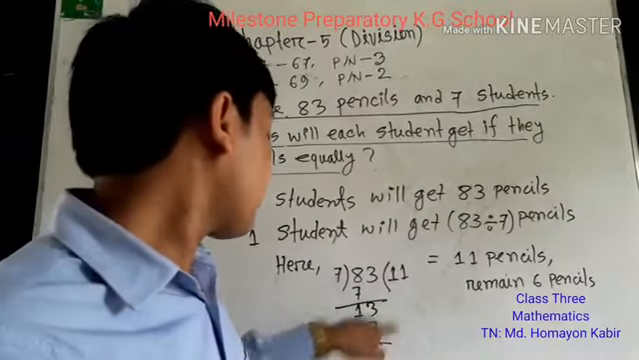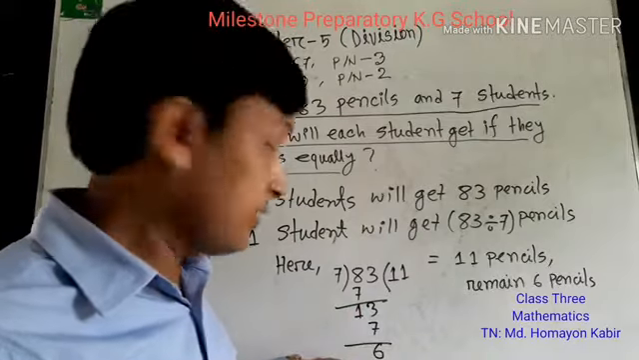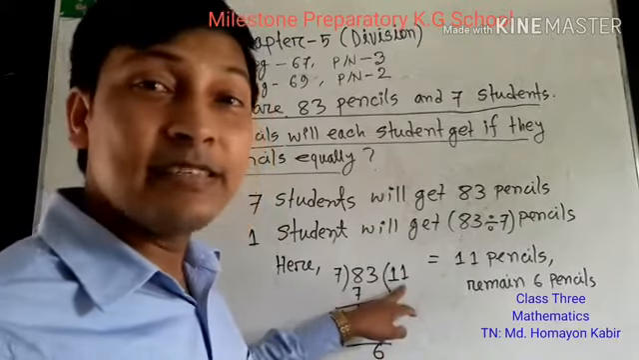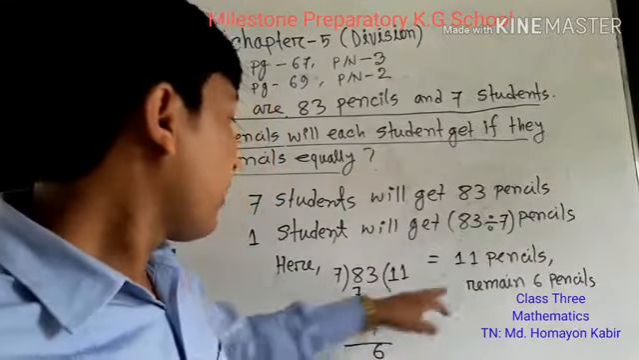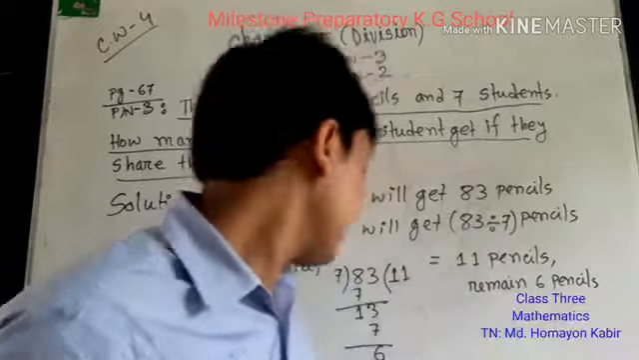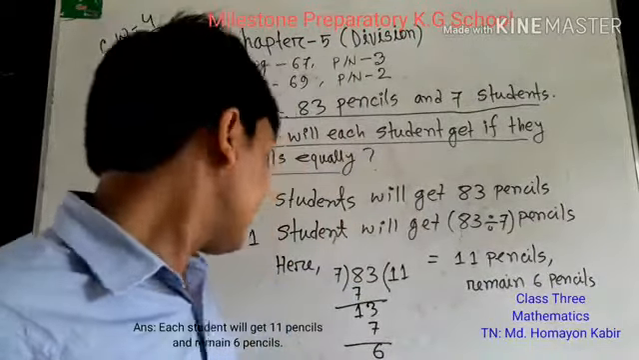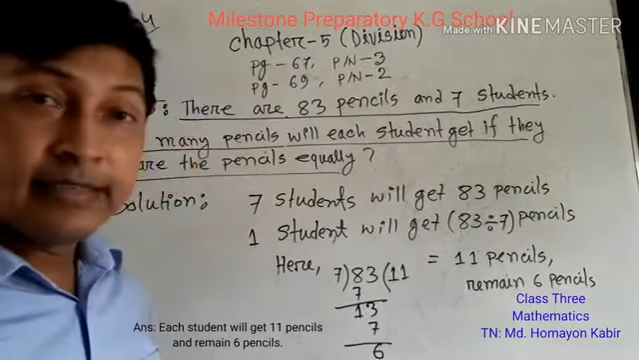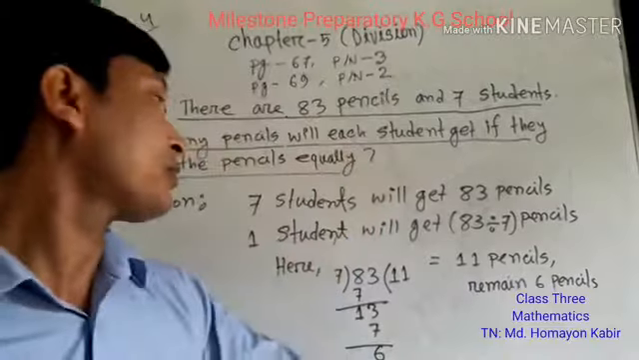7 1 is 7. Then we have to do subtraction. 13 minus 7, it will be 6. So our quotient is 11 and remainder is 6. So I have written here 11 pencils and remain 6 pencils. Answer: each student will get 11 pencils and remain 6 pencils. Now clear? Okay.